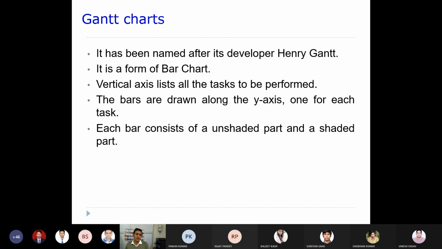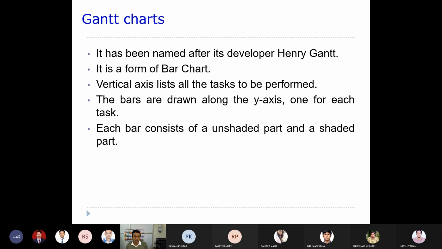Now we are into the other one. I told you there are two techniques being used in scheduling. One is PERT and the second one is the Gantt chart. It has been named after its developer, Henry Gantt, who actually proposed this. It is a form of bar chart. You understand what a bar chart is, right?